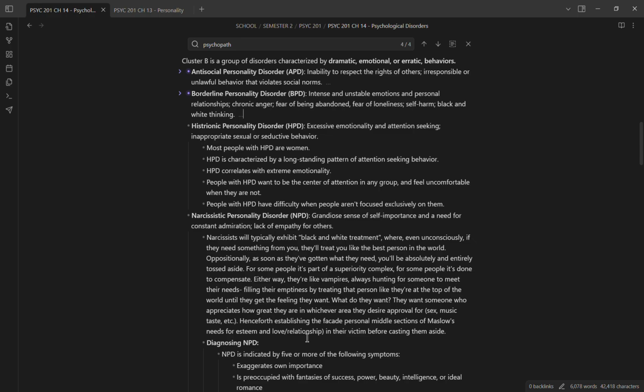HPD is characterized by a long-standing pattern of attention-seeking behavior. It correlates with extreme emotionality. People with it want to be the center of attention in any group and feel uncomfortable when they are not. And they have difficulty when people aren't focusing exclusively on them. So it's essentially just attention whore personality disorder. As if that helps you remember it. We don't call women that.